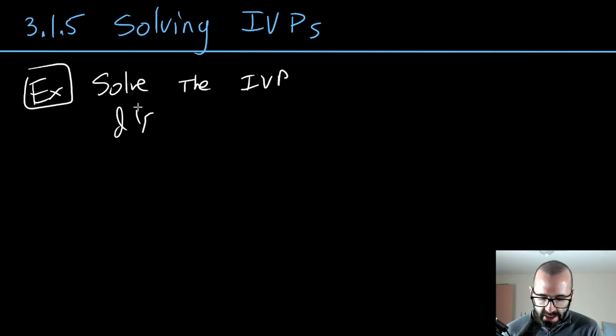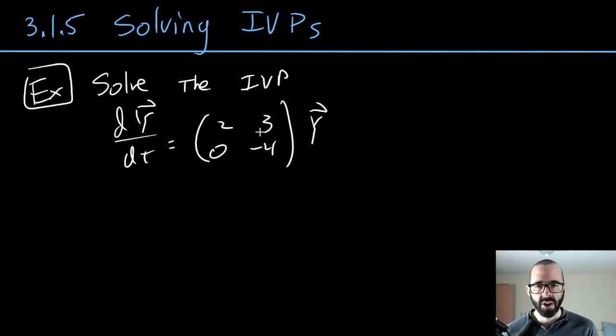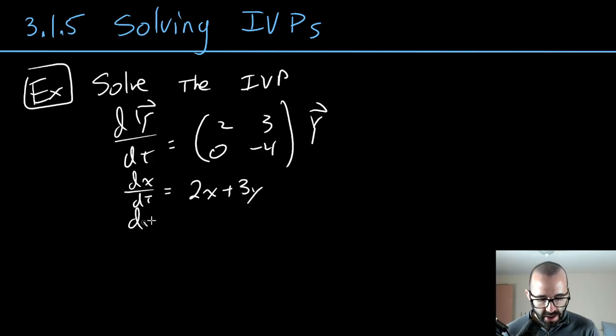dy/dt equals [2, 3; 0, -4] times y. So this is our coefficient matrix A. We could rewrite this whole thing, right? We could say dx/dt is equal to 2x plus 3y, and dy/dt equals just negative 4y, right? These are equivalent ways of writing the same system of equations.